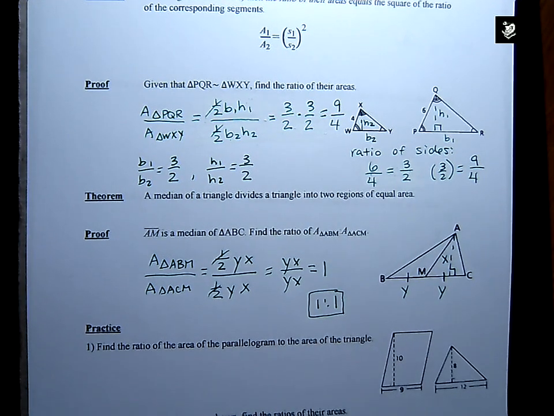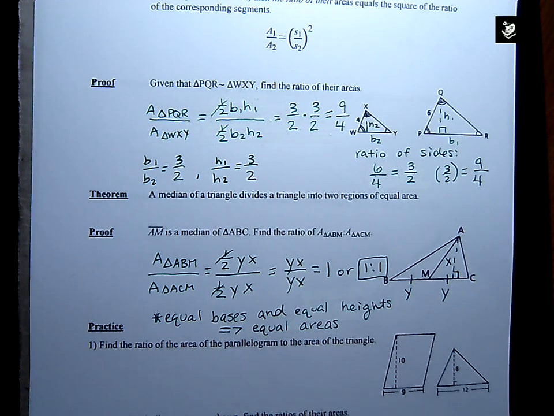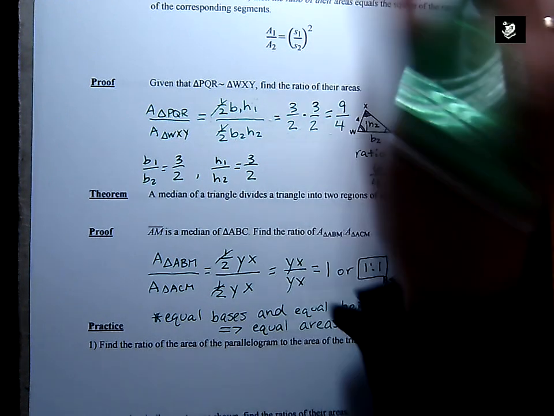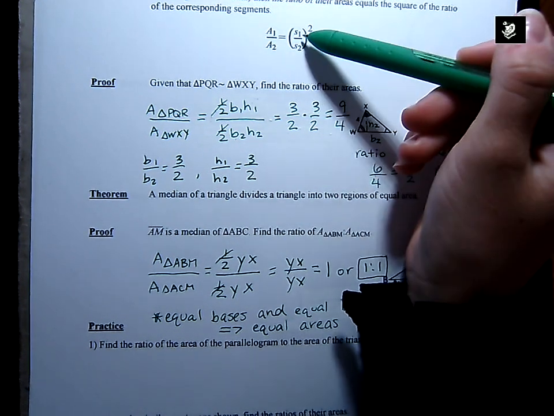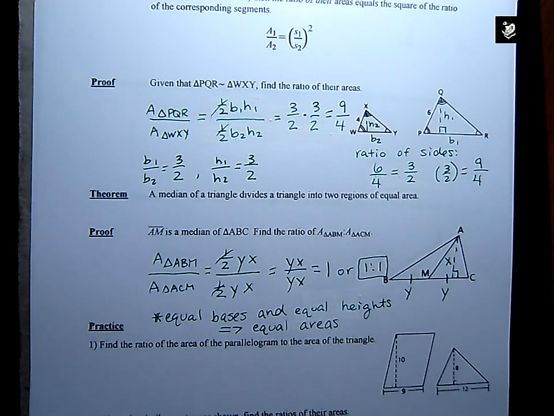And that's because the triangles have equal bases and equal heights, so therefore their areas are going to be equal to each other. So these are our different ways of figuring out the ratios of areas. We could just calculate area over area. If there's similar figures, we could do side over side squared. And if there's a median, we know that it's going to divide this into two equal areas.